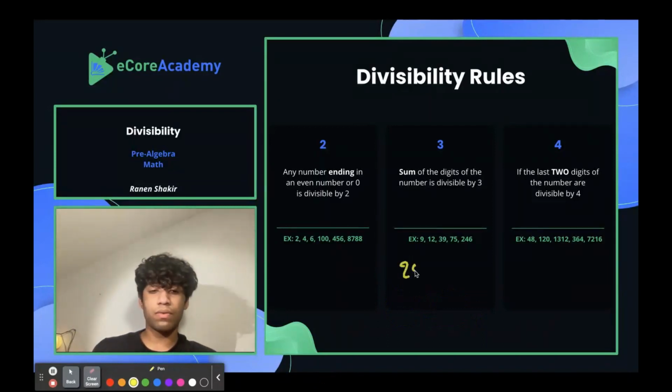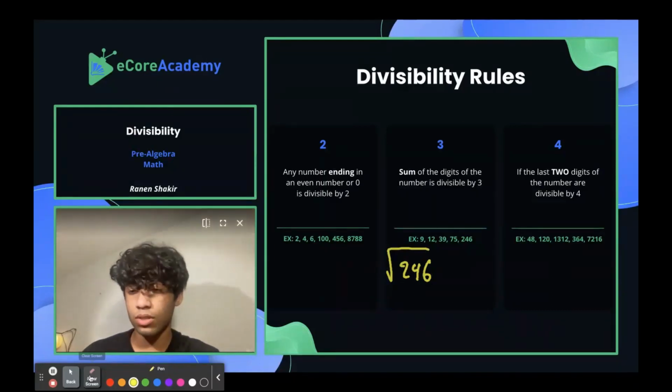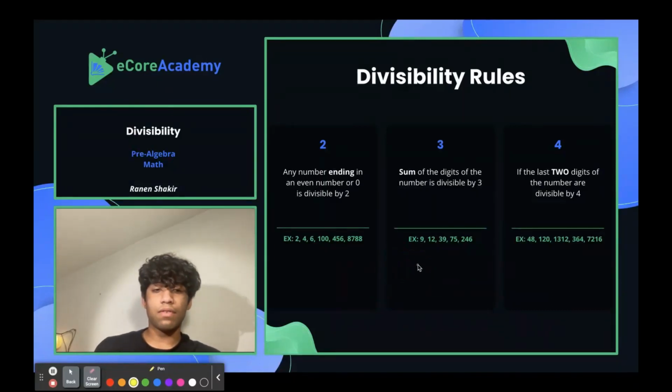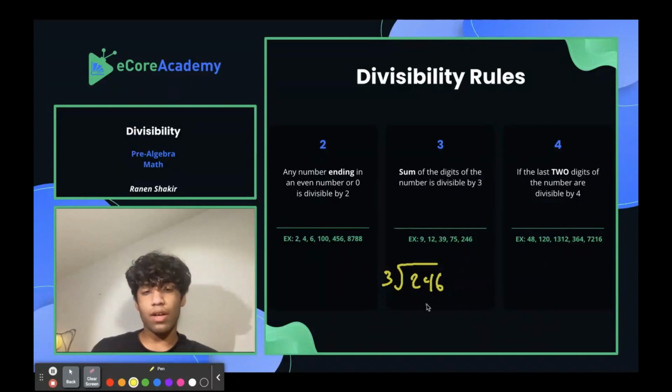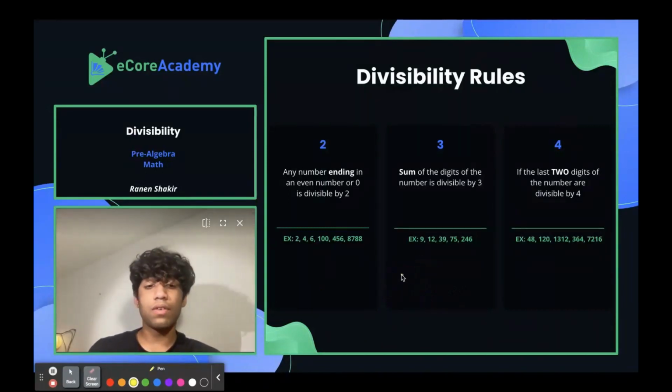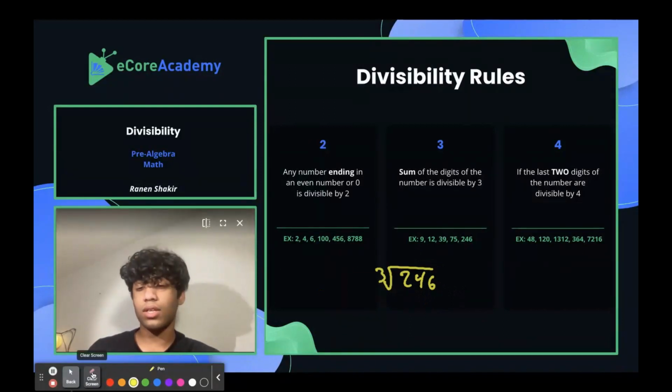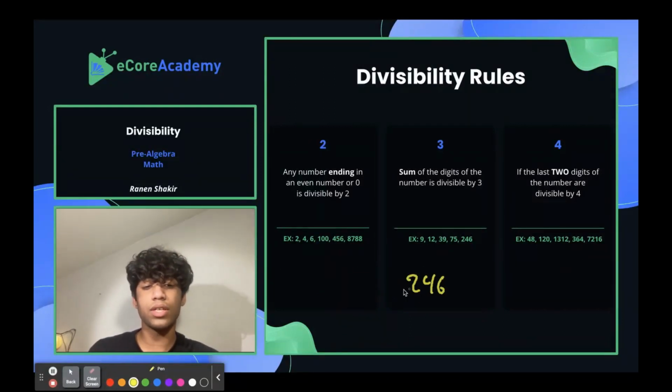So if we have 246, if we divide that, but that's not a division symbol, that's a square root symbol, sorry. If you have 246, and you want to divide that by 3, you'll have 8. Oh, I'm so sorry. You have 246, and you're dividing that by 3.